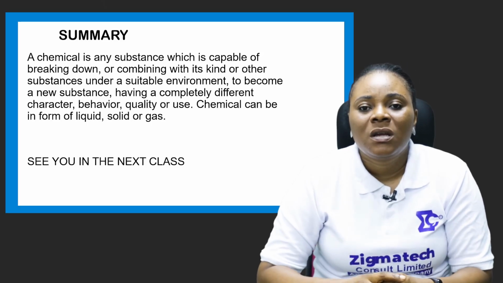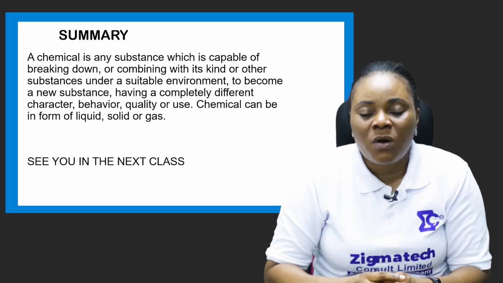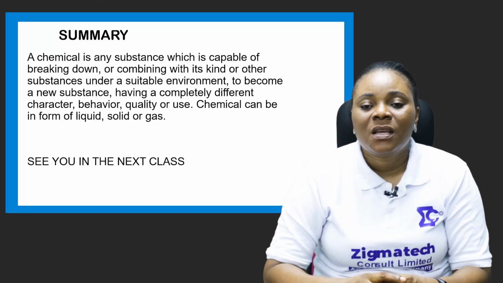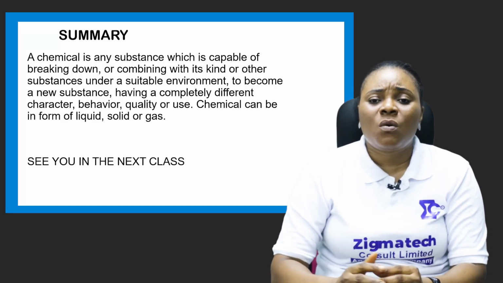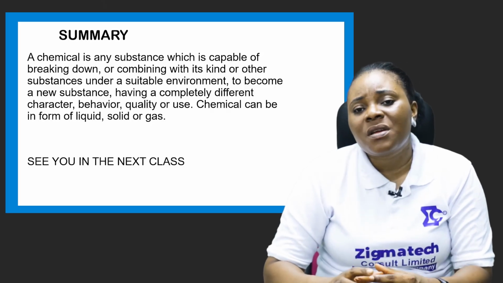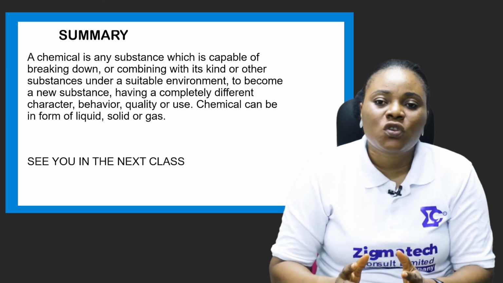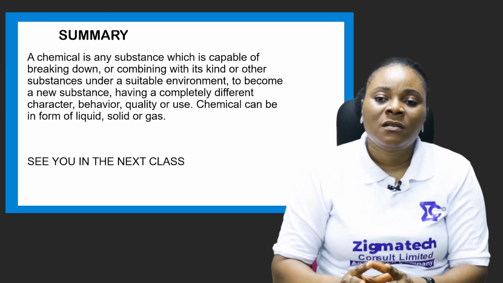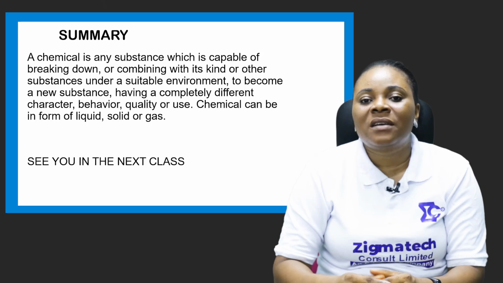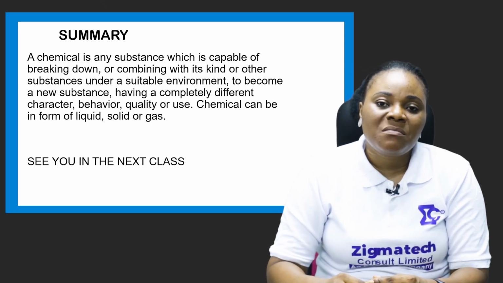But before we go, let's take a recap of what we have learned. We started by looking at the meaning of the word monitoring, and we said monitoring means to watch or to check something. Checking so that the person complies with stated rules and regulations. Then we look at the meaning of chemical.